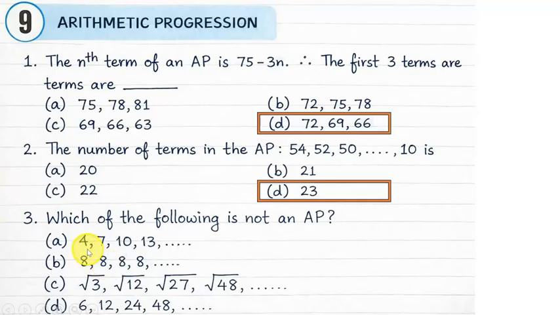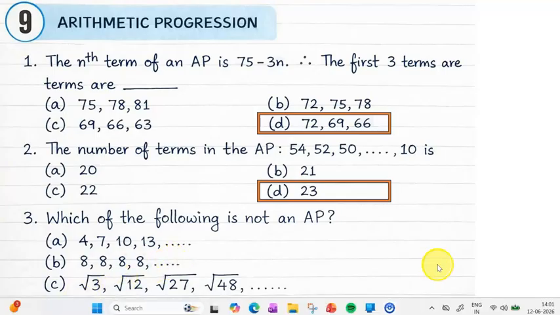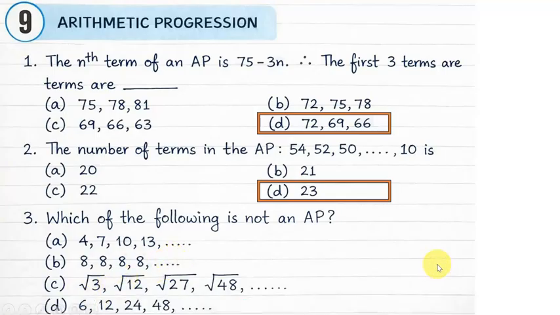Now if you observe here, first term, second term, third term, fourth term. What is the common difference? 7 minus 4 is 3. 10 minus 7 is again 3. 13 minus 10 is again 3. This first one is an AP. What about the second? It is a constant. Common difference is 0. Okay. It is also an AP.